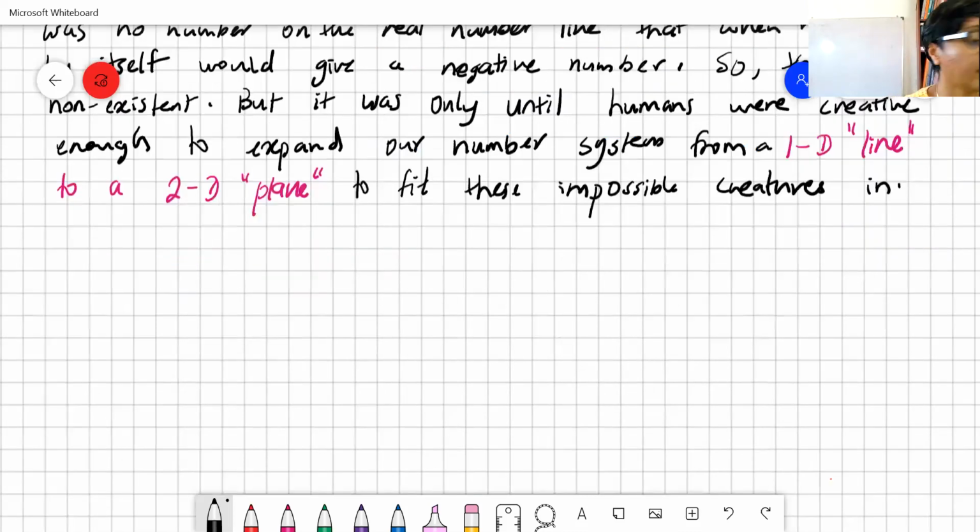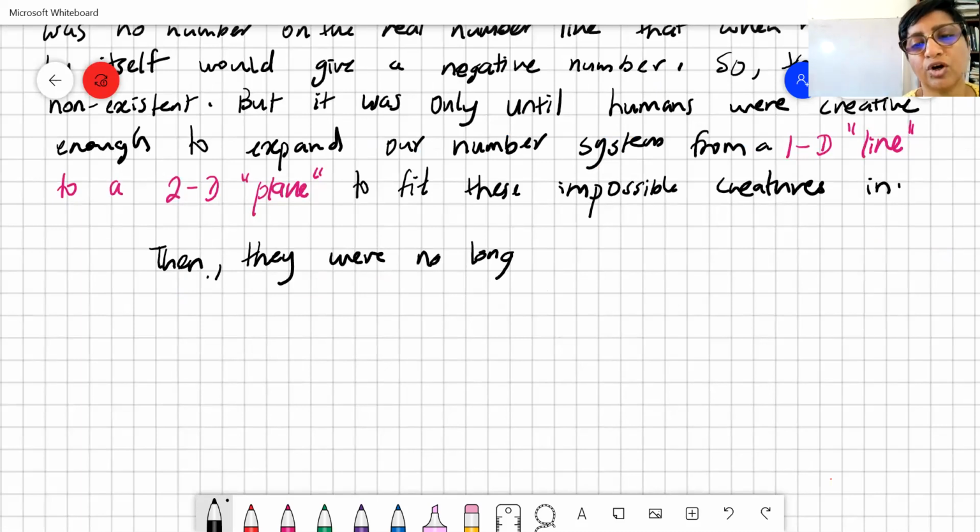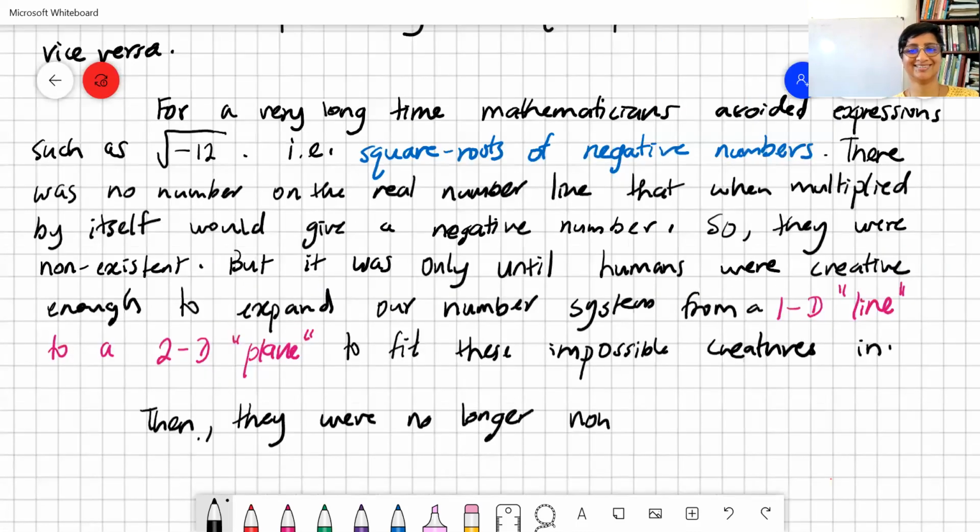New paragraph. Then they were no longer non-existent. They were no longer. Miss, can you scroll up for a second? Yes, sure.